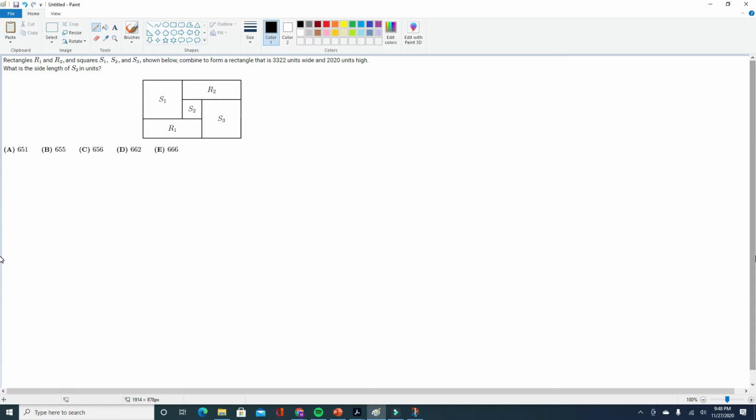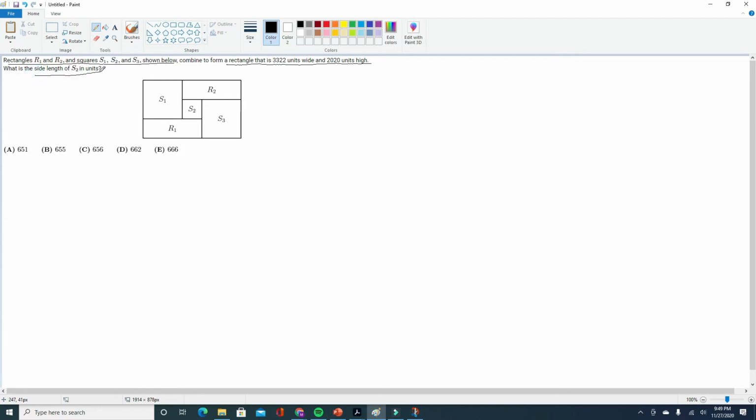Rectangles R1 and R2, and squares S1, S2, and S3 are shown below. And they combine to form a rectangle that is 3,322 units wide and 2,020 units high. What is the side length of S2 in units?